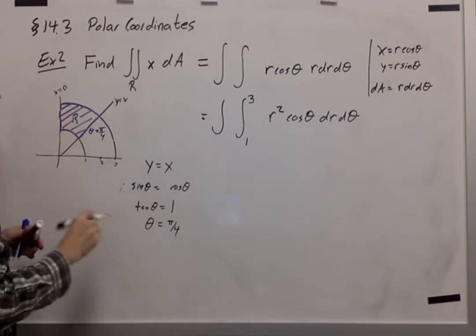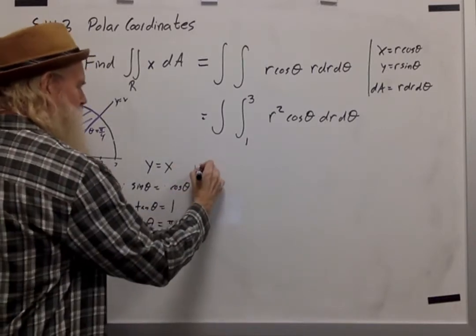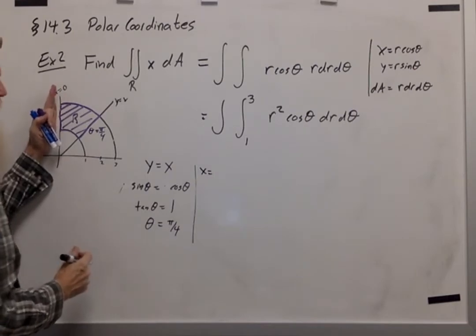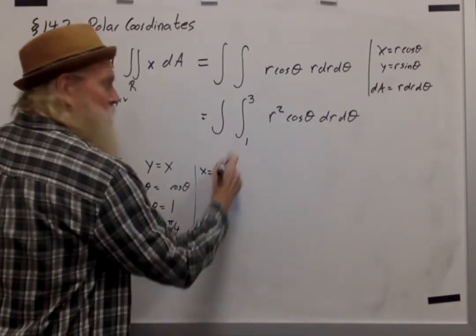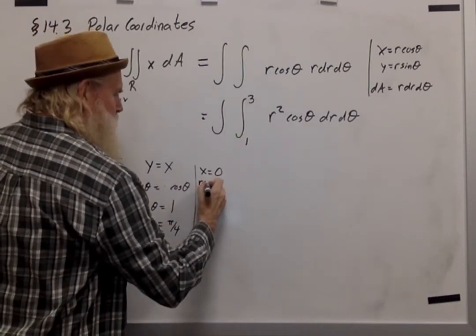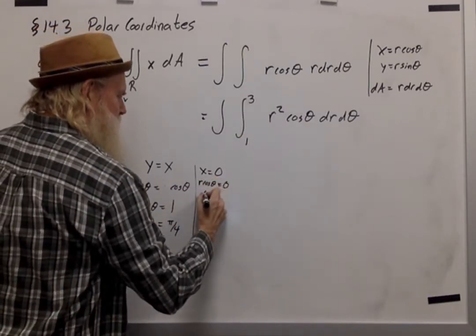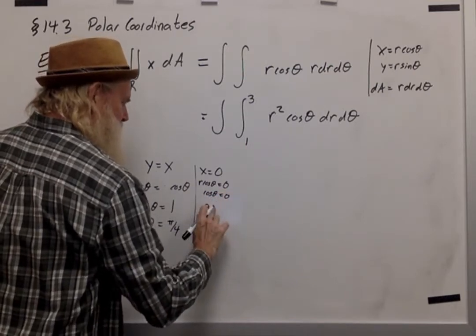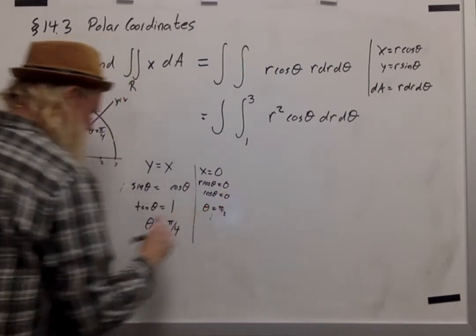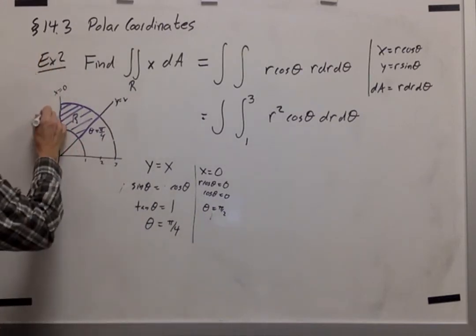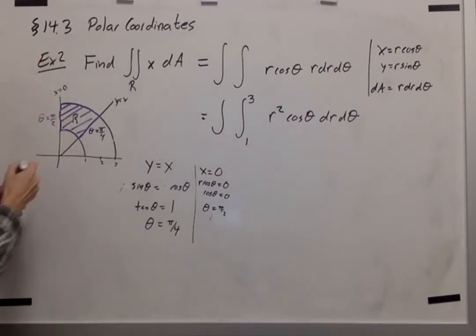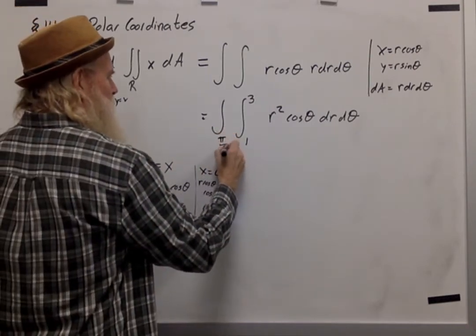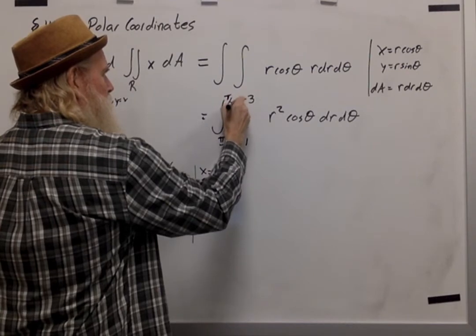And the vertical part, x equals 0, well, we can see just visually that that's the same as theta equals pi over 2, or we can substitute in r cosine theta equals 0, so cosine theta equals 0, and that indeed happens when theta is pi over 2. So our bounds on theta are from pi over 4 to pi over 2.